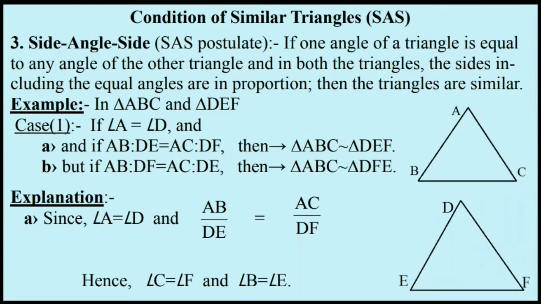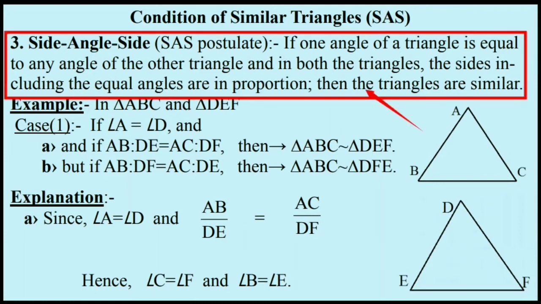The next postulate on similarity is side-angle-side, SAS. The statement says if one angle of a triangle is equal to any angle of the other triangle and in both the triangles the sides including the equal angles are in proportion, then the triangles are similar.